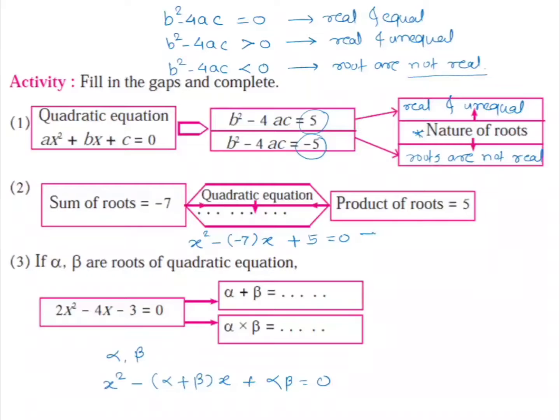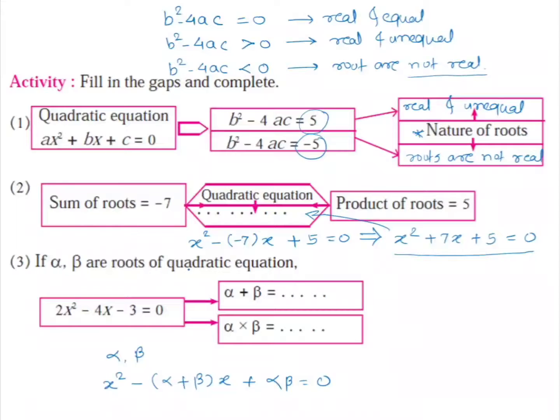that is equal to 0. Now if we simplify this, we get x square, minus minus becomes plus 7x plus 5, that is equal to 0. So this is the quadratic equation we should have in this place. So this completes the second activity. Now let's have the third activity.